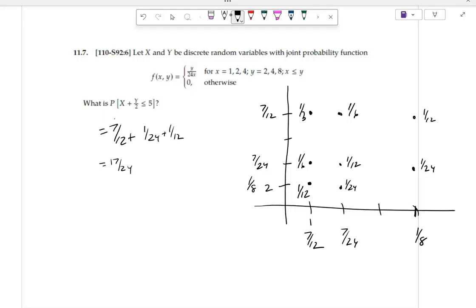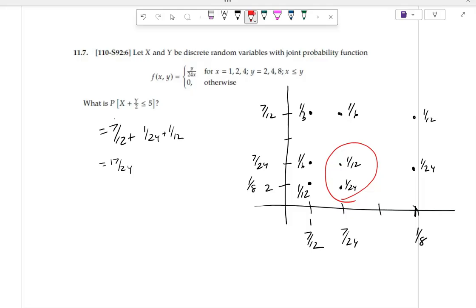I got 1 out of 24, 1 out of 12. X is 2 and y is 2 works. So that gives me 1/24. And x is 2 and y is 4 works. So that was where I got the 12. Two plus 4 is not less than or equal to 5, and that doesn't satisfy my condition.